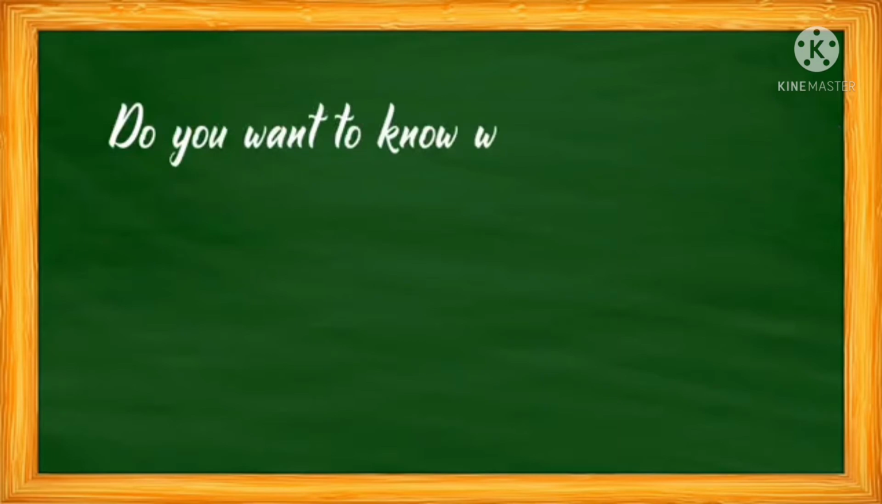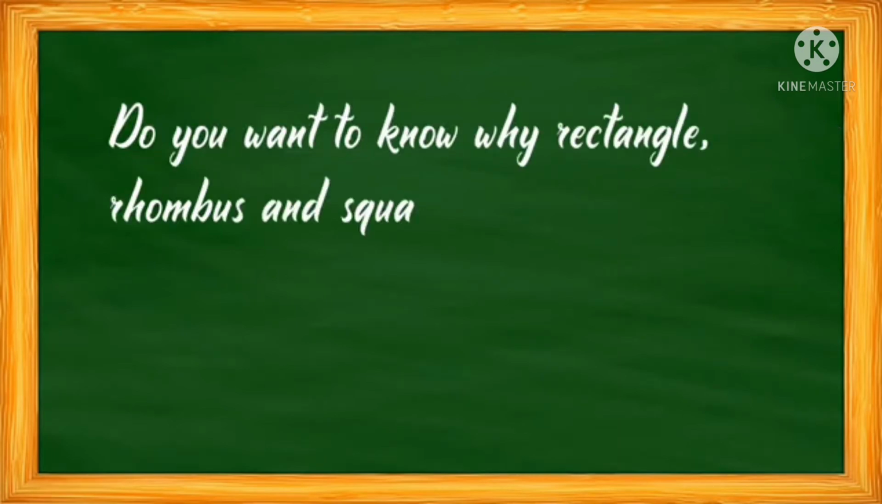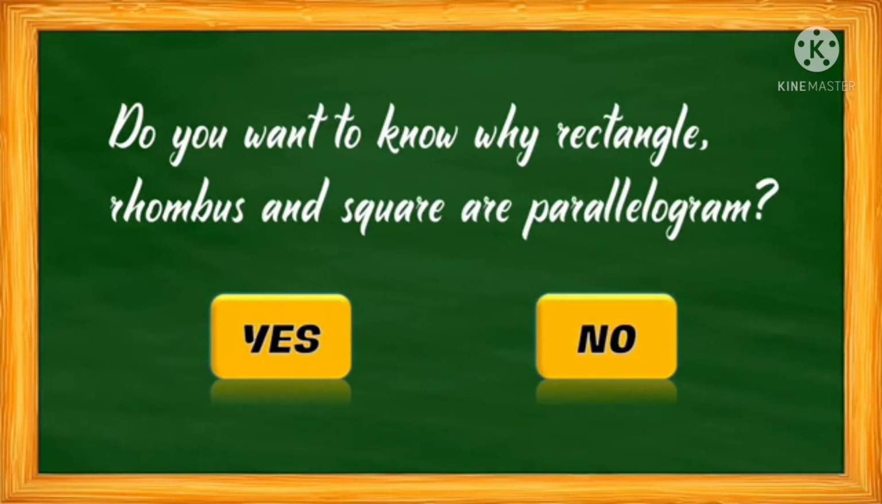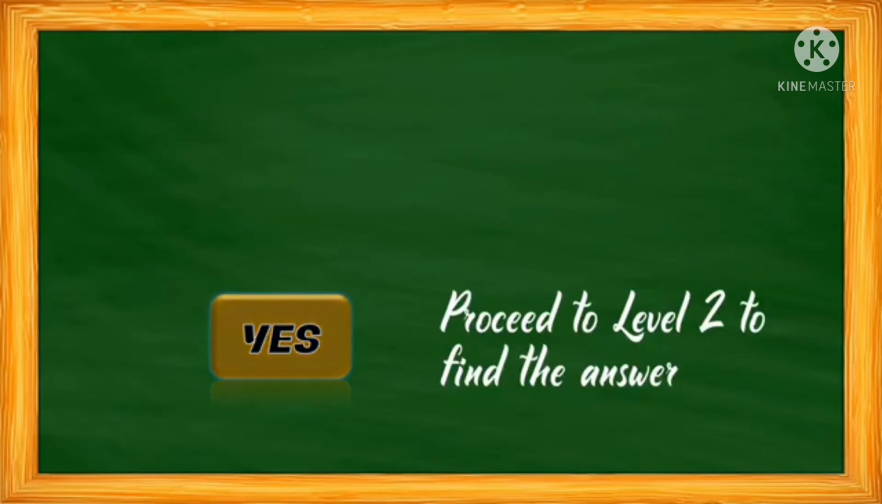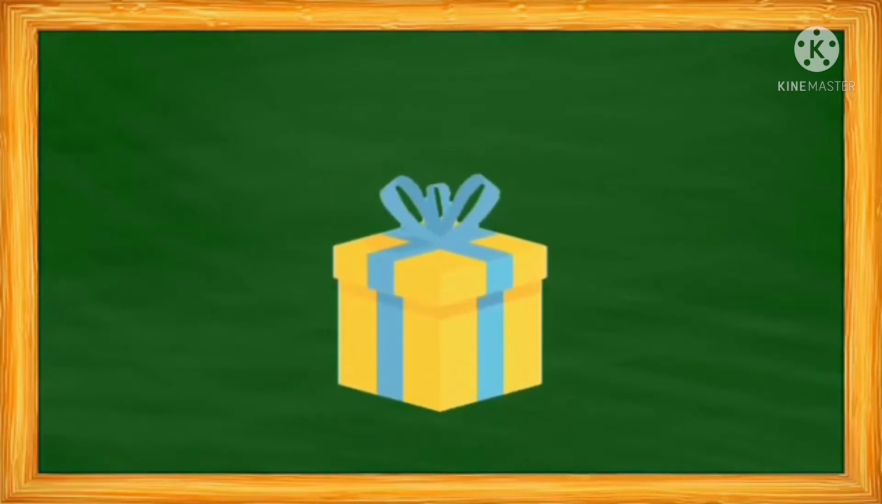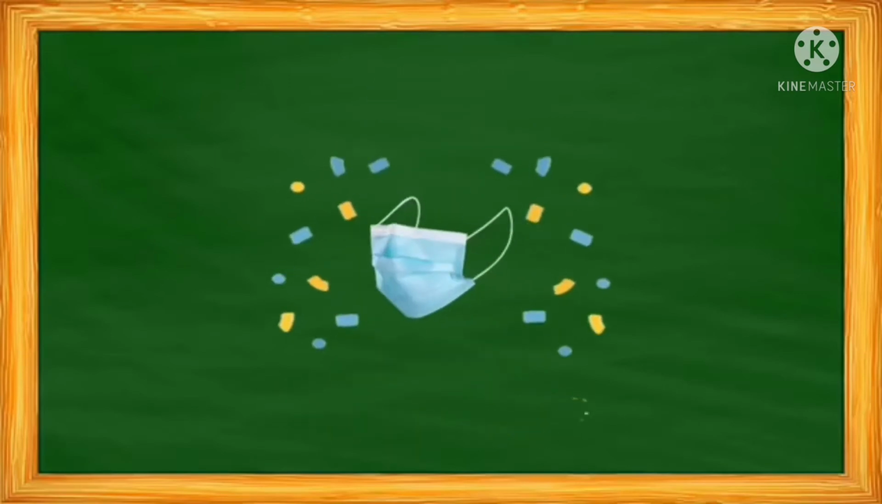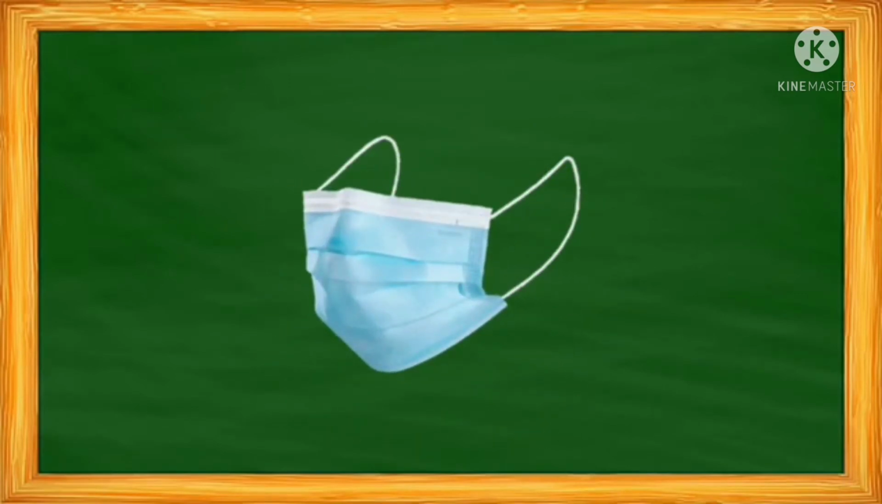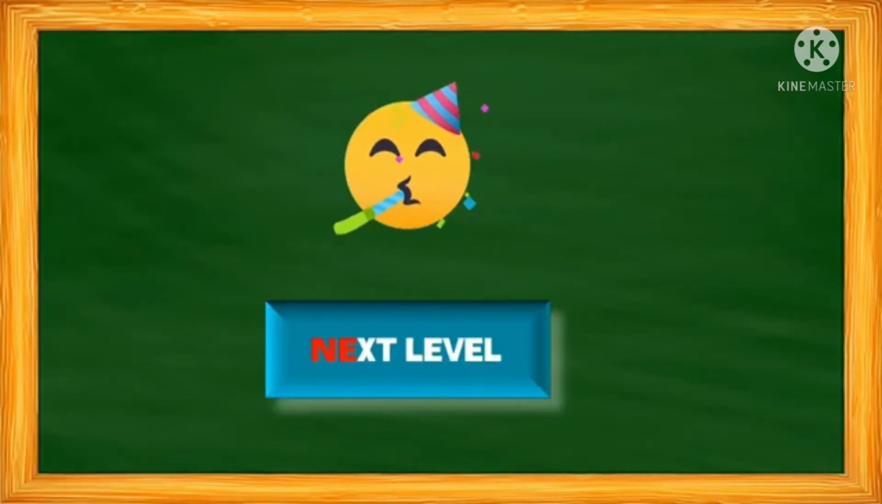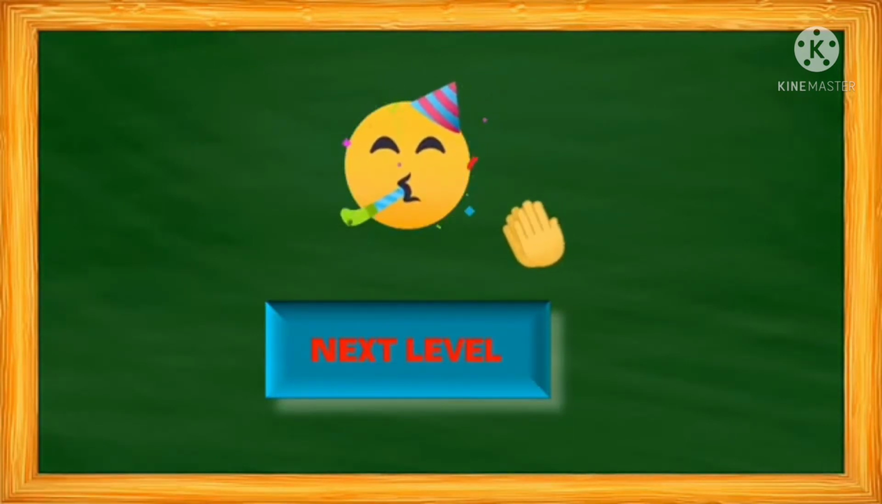You want to know why rectangle, rhombus, and a square are parallelogram? Yes or no? Let's choose yes. If yes, proceed to level 2 to find the answer. But before that, let's check what is inside the box. It's a face mask. This is the first thing that Lilo needs to be protected from the virus. Now let's proceed to the next level.